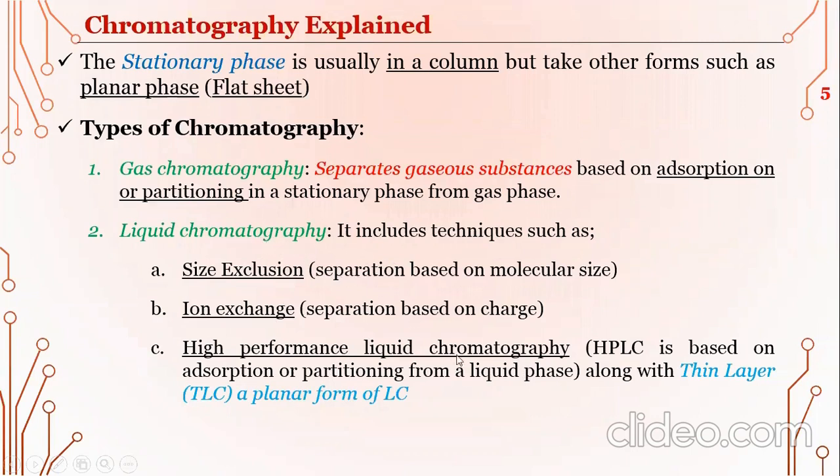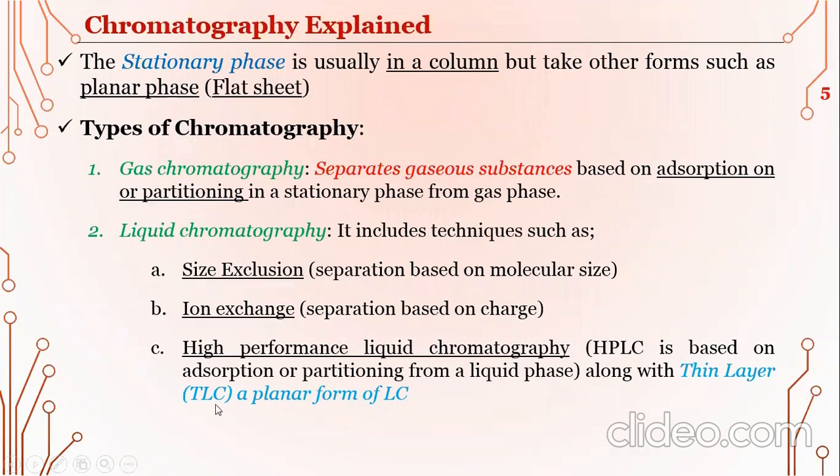So a liquid phase is used, the liquid mobile phase is used. But here, in high performance liquid chromatography, pressure is used, while in the others no external pressure is used. Here external pressure is used. This is faster and more robust. Along with that there is thin layer chromatography, a planar form of liquid chromatography.